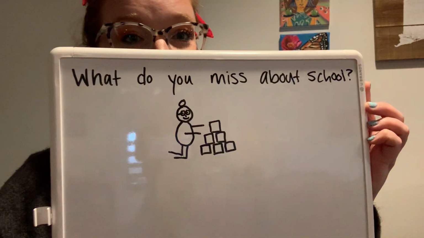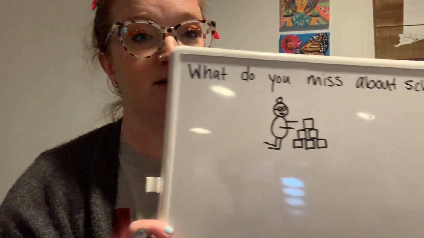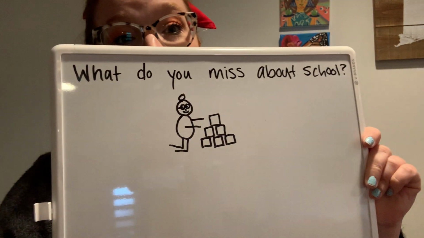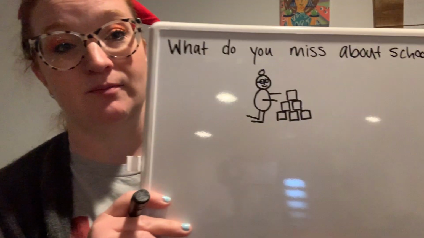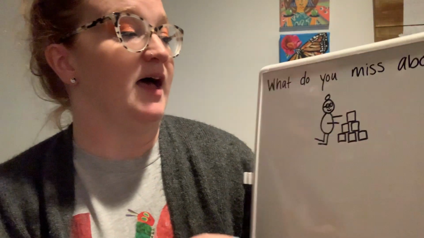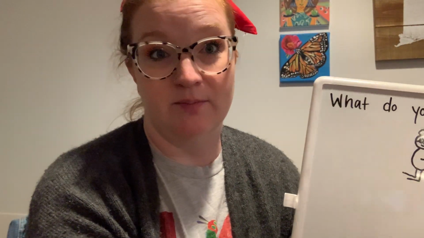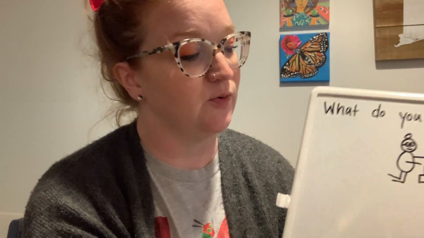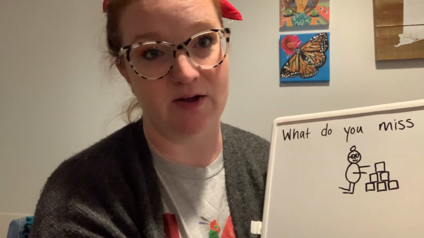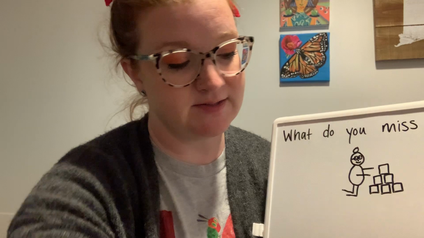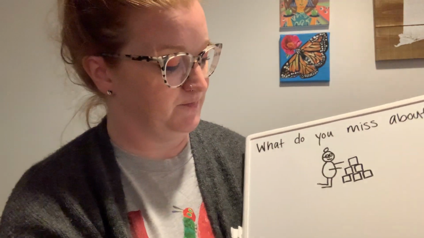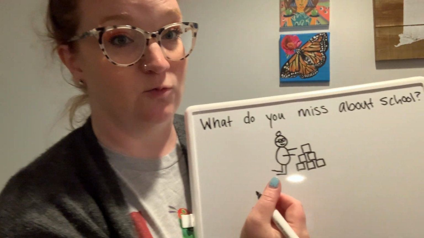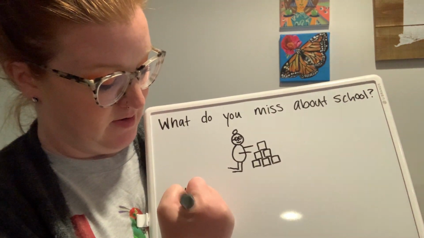So the prompt for today is what do you miss about school? And I drew a picture of myself playing with blocks. So if I were the student, this would be my drawing, and I would write about what I drew. So if the sentence I wanted to write was I miss blocks, a student might write the first word, which would be I.